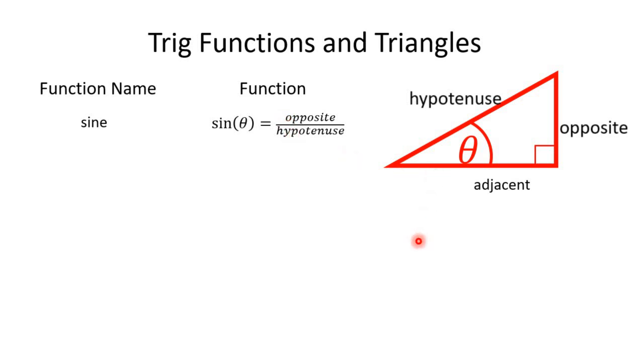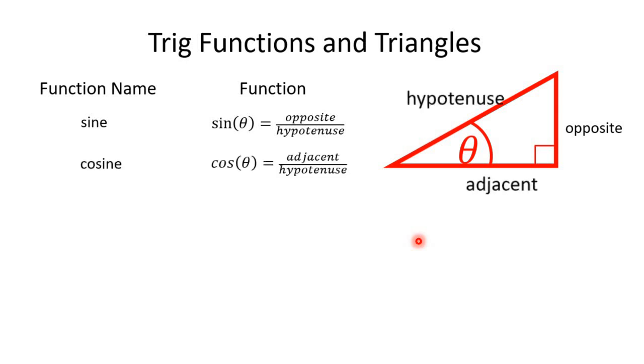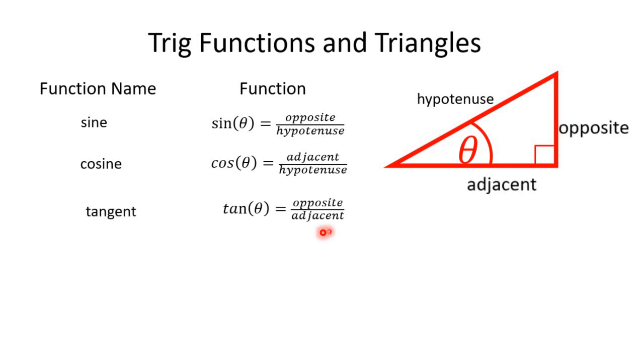We can also name another function based on the adjacent side and the hypotenuse. That function is called the cosine of theta, and it's the ratio adjacent of theta to the hypotenuse of the triangle. And then the other one is going to be the ratio of the opposite and the adjacent. So this is the third trig function. It's called the tangent of theta. So the tangent of the angle theta is the side opposite theta divided by the adjacent side to theta. These are the first three trig functions.